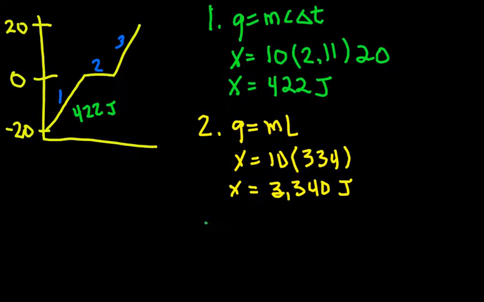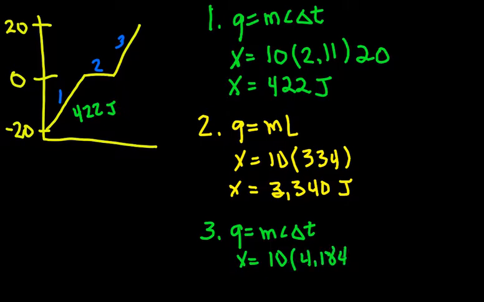Now we can do our last segment. The last segment is an incline, so it's going to be temperature change, so specific heat. Q is x, mass is still 10. I'm dealing with water now, so specific heat is 4.184. And the temperature change goes from 0 to 20, so 20 minus 0 is a 20 degree change. So 10 times 4.184 times 20. I get 837. I did round that to the nearest whole number.